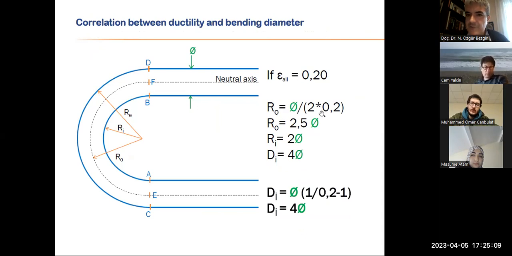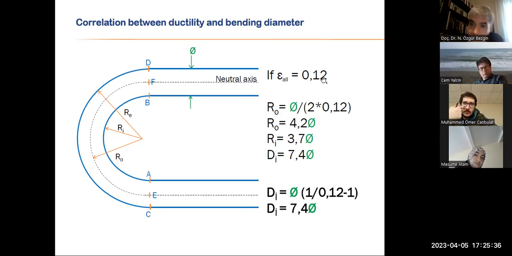In that case, my R0 becomes, according to the formula we just created, 2.5 times phi. The radius will be 2 phi. Internal diameter will be 4 phi. Or just using this simple one, the internal diameter of the mandrel for this type of steel will be phi multiplied by 1 over 0.2 minus 1, 4 phi. But if this is 0.2, okay?